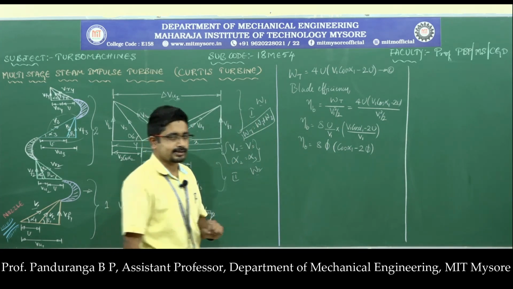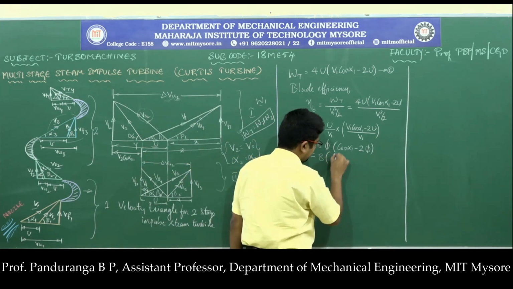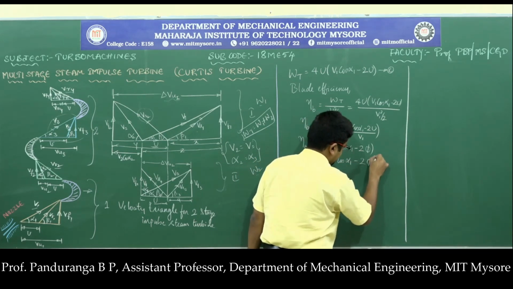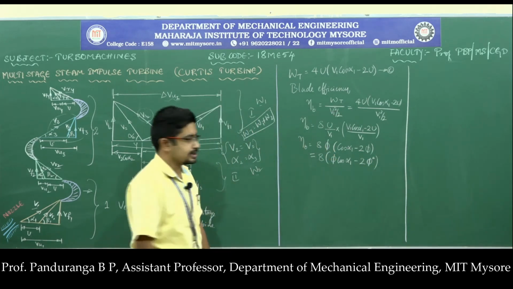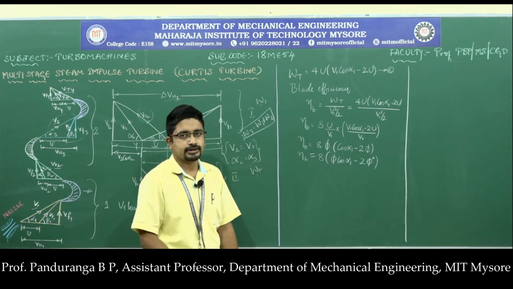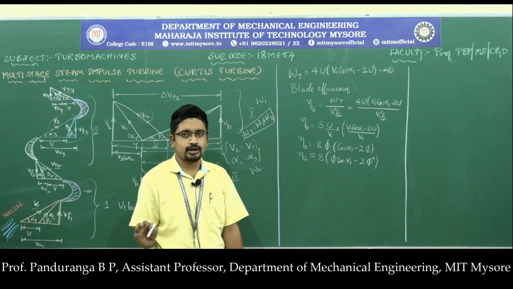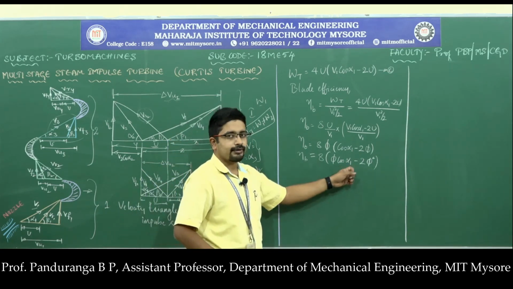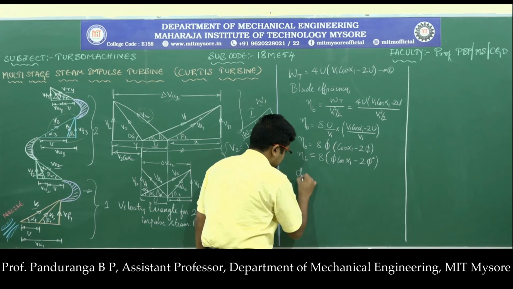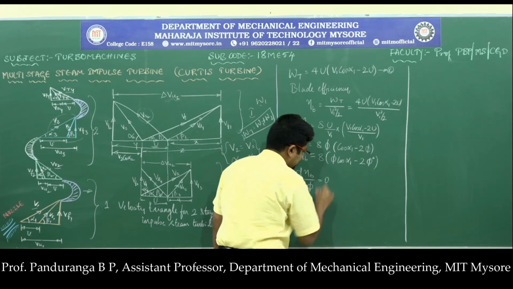Now we need to optimize this. So before optimizing, I will write this as 8 into phi cos alpha 1 minus 2 phi squared. So this is the blade efficiency eta B, and we need to optimize this with respect to the speed ratio, keeping whatever other terms there are as constant. So here alpha 1 I will keep as constant. Then if I differentiate this, d eta B divided by d phi should be equal to 0.